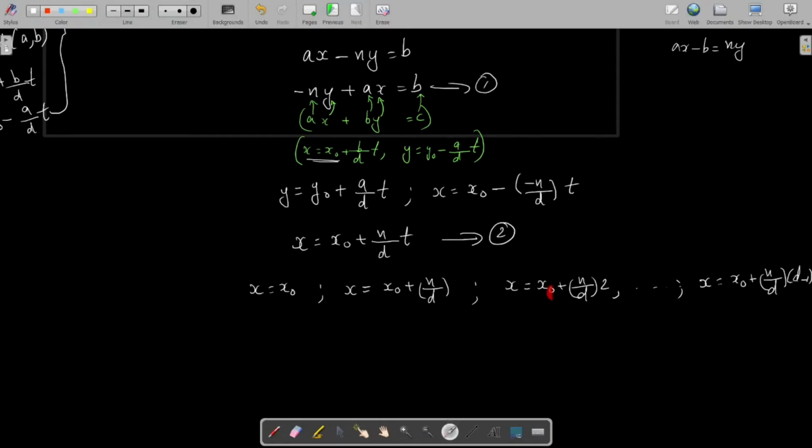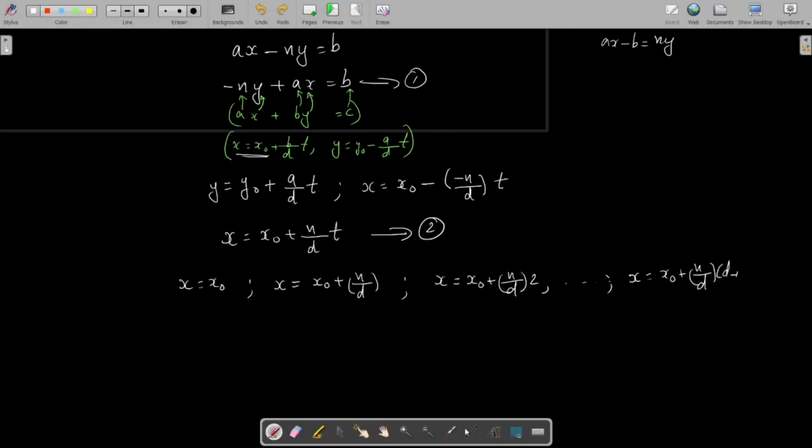Now we have exactly d solutions, starting with x naught. We will show that these are the d solutions which are mutually incongruent, and all other solutions are congruent to one of these solutions. And which are the other solutions?